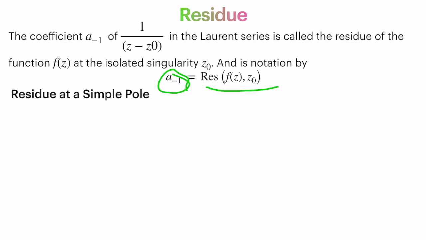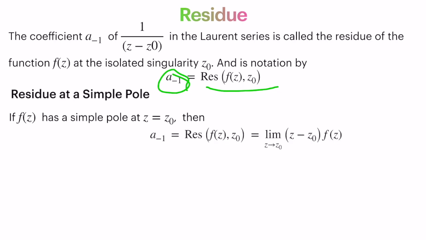Okay, there are simple ways to compute the residue. One of the easiest is to compute the residue at a simple pole. If a function f of z has a simple pole at z equal to z naught, then the residue of that function is given as the limit z going to z naught of z minus z naught times f of z. So that is what is going to give you the residue. You simply have to multiply the function f of z by z minus z naught and take the limit z going to z naught, which will give you the value of the residue.